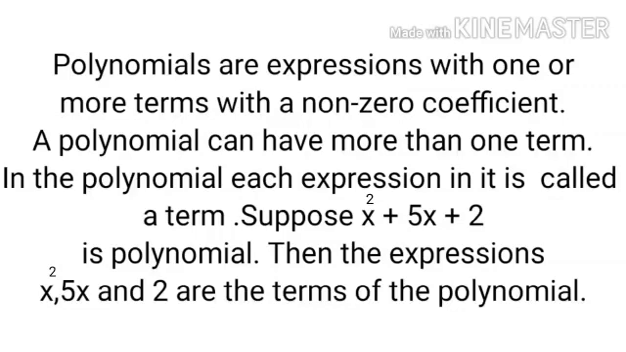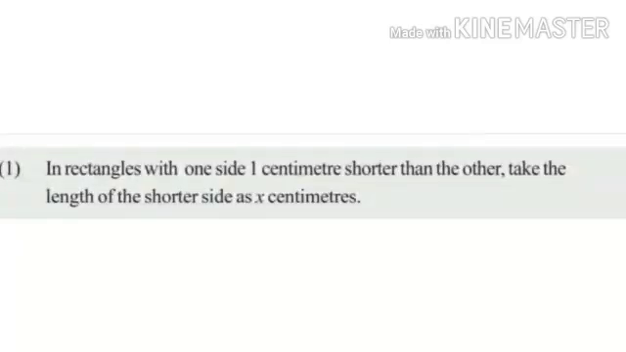A polynomial can have more than one term. In a polynomial, each expression in it is called a term. Suppose x square plus 5x plus 2 is a polynomial. Then the expressions x square, 5x and 2 are the terms of the polynomial. Do you get a brief idea of polynomials? Then look at the questions on page number 123.